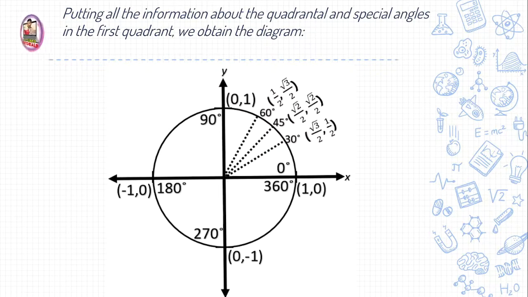if the angle between the initial side and the terminal side is 30 degrees, our coordinates are square root of 3 all over 2 and 1/2. Kapag 45 degrees naman siya, we have square root of 2 all over 2 and square root of 2 all over 2. At kapag 60 degrees naman, we have x is 1/2 and y is square root of 3 all over 2.